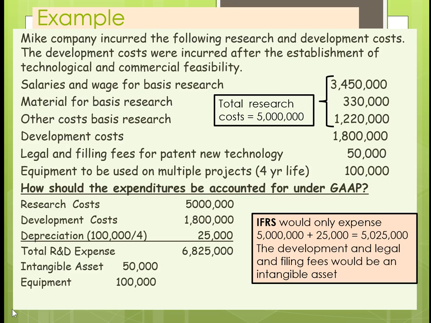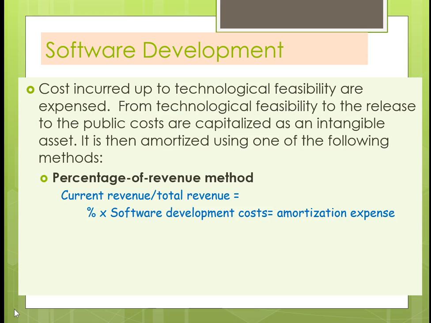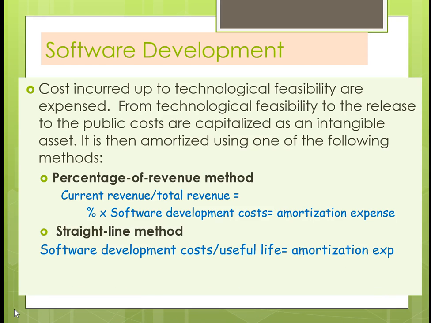Now let's take a look at software development. For software development, costs incurred up to technological feasibility are expensed. From technological feasibility to the release to the public, costs are capitalized as an intangible asset, and then they're allocated based on two different methods. One is the percentage of revenue method: the current revenue divided by the total revenue tells you how much of the costs we're going to amortize each period. And the straight line method, we just take the costs and divide by the useful life, and that gives you your amortization expense.